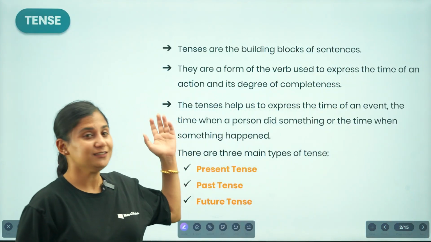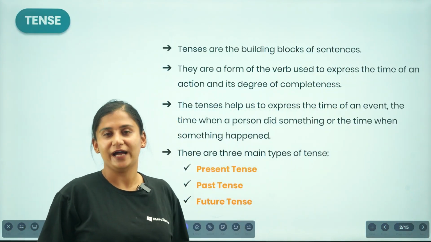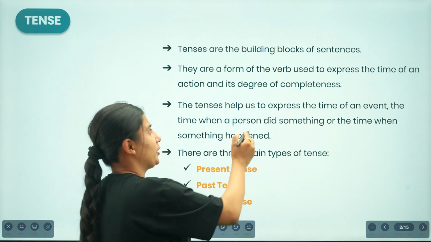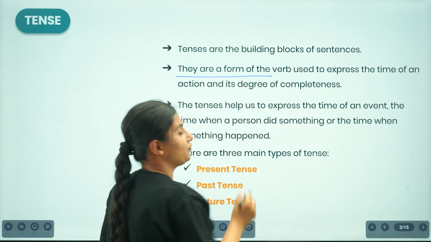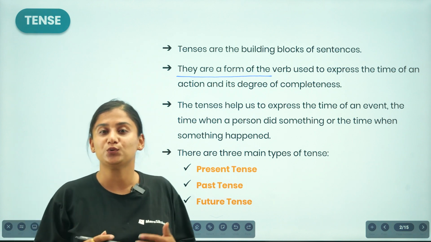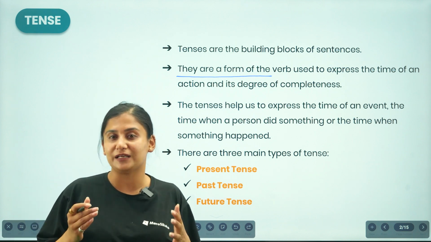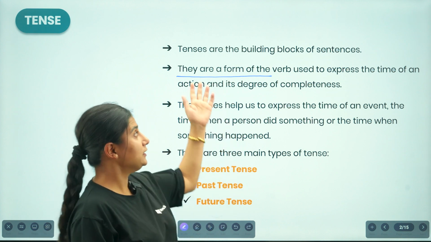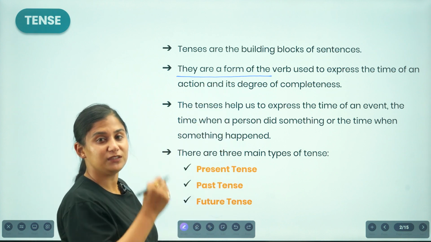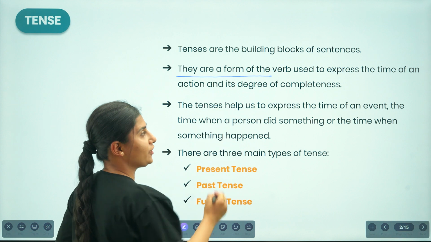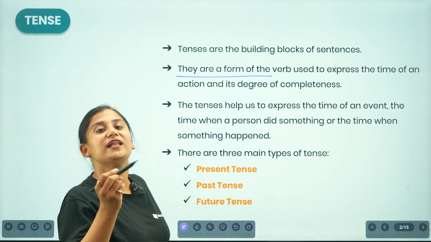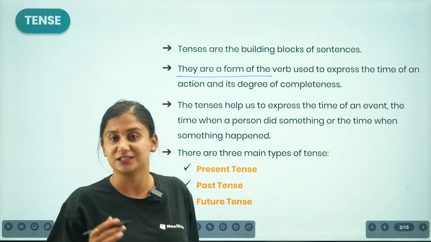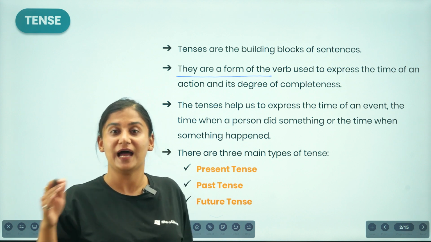Tenses are the building blocks of a sentence. Why do we call this a building block? Because it is a form of a verb. They are the form of the verb that is used to express the time period of the occurrence of the action. So these tenses are the building blocks because they are a form of a verb that helps us to understand when the action occurred, or when somebody performed something, or when something happened.